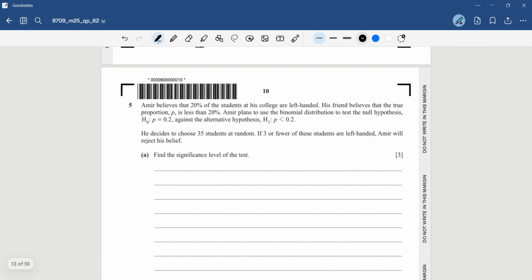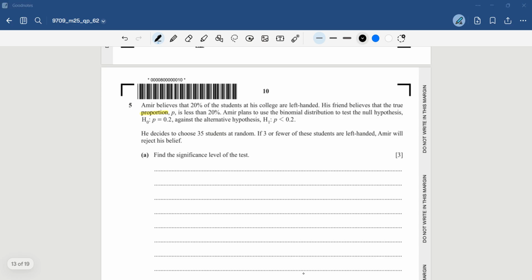Okay, question number 5. Amir believed that 20% of the students at his college are left-handed. His friend believed that through proportion, okay, this is a proportion question. You can see this word, proportion P is less than 20%. Okay, it's less than 20%.